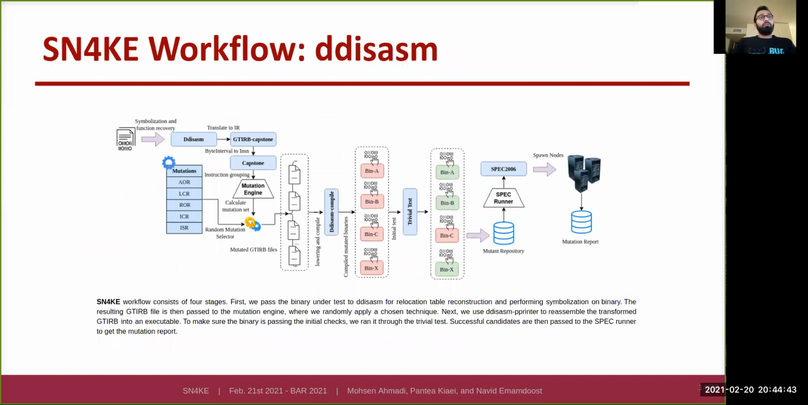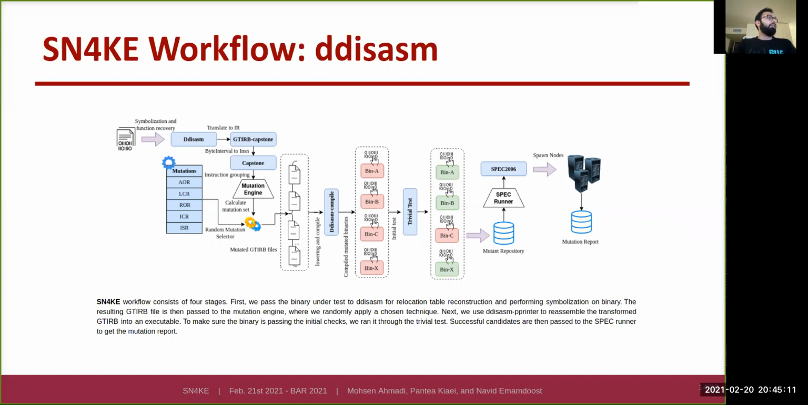Snake workflow for the Disassem. So basically, as you can see, the binary comes into the Disassem and we do symbolization and function recovery, and then finally we translate it to an IR, which is actually called Gitter. Gitter will be passed to Gitter capstone to provide us the byte intervals in the basic block, and we pass that one to the mutation engine to perform mutations.